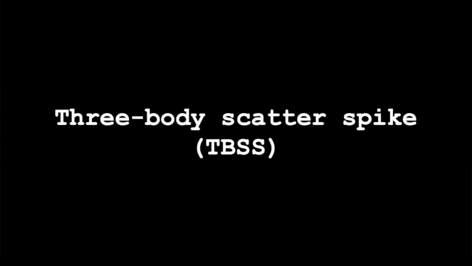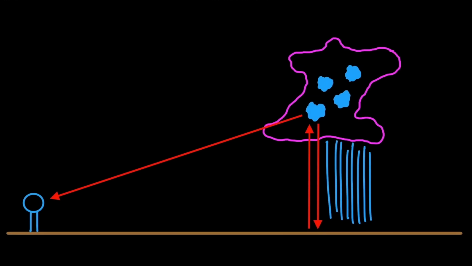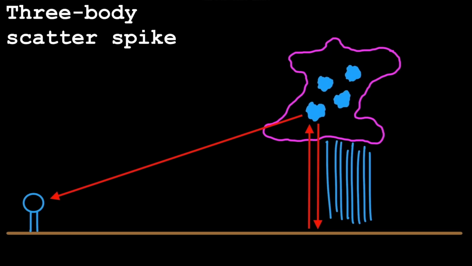The final artifact we're going to discuss is called a three-body scatter spike, which is a telltale sign of large hail. When the radar beam encounters large hail within a storm, part of the energy within the beam can get deflected down to the ground, back up into the storm, and then back to the radar. It gets deflected 3 times, hence the name three-body scatter spike.